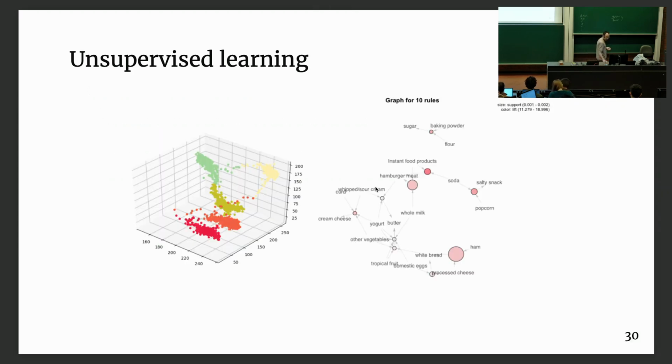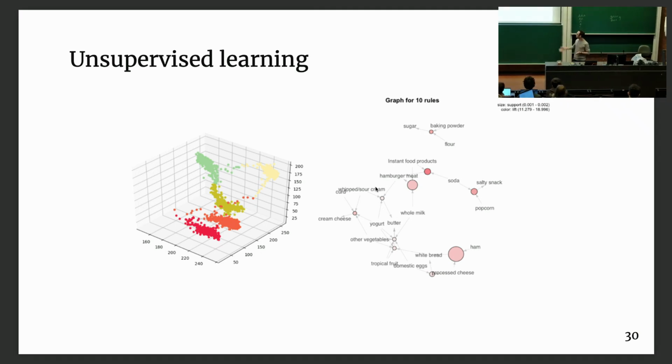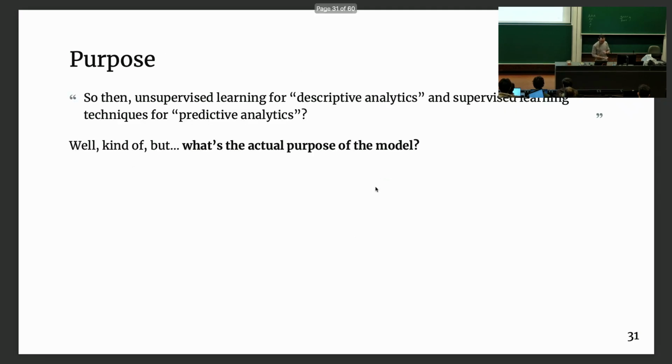So here you see some examples: clustering, association rule mining. Hamburgers are frequently bought together with a salty snack and things like that. Very often these association rules, people like to visualize them as a graph, which you can see here on this slide. We'll get back to these examples.